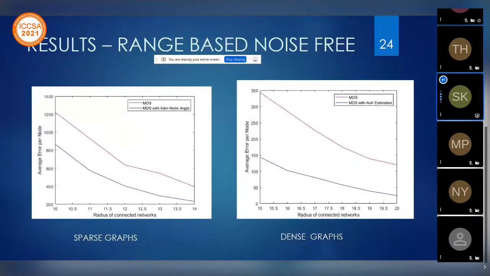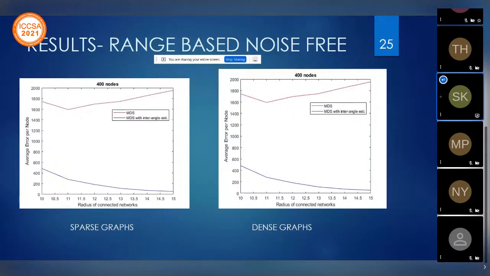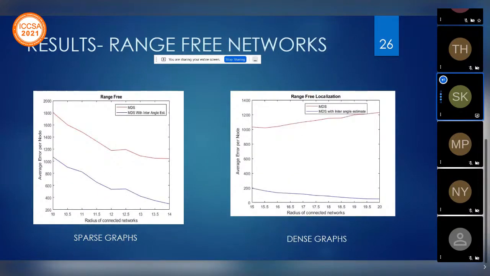For the sparse graph as well as the dense graph, you can see the red line, which is the normal classical MDS used without the internode angle estimation, and the blue line, which shows a much lower error in all cases for both dense and sparse graphs. Similarly, with a denser graph of 400 nodes, the angle estimation works so much better than the regular MDS. MDS error seems to go higher when you have an increased number of nodes, because the estimation of the distance gets even further away when you have a denser graph.